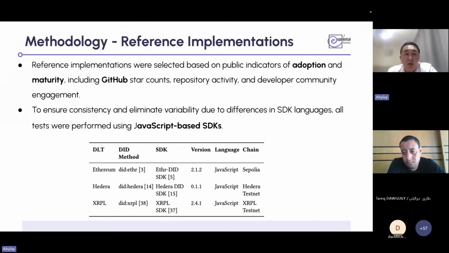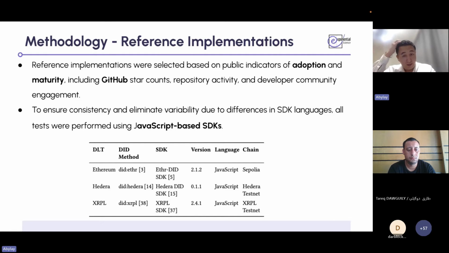So first we had to select the reference implementations. They were selected based on adoption and maturity, including GitHub star counts, repository activity, and developer activity and engagement from the community and also from the team. So it should be active. The second thing we looked at was that the SDK languages for DID SDKs should be in one language because we are doing benchmarking. So to keep everything aligned, we selected JavaScript-based SDKs.